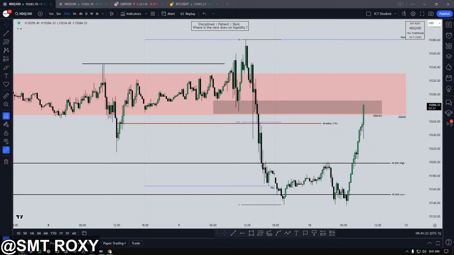Again, CISI monthly power of 3, weekly equilibrium, previous month high. We're still below it. Previous week low, we're still below it. We saw that previous week high, previous week low range right now. Target for outside liquidity would be the consequent encroachment.